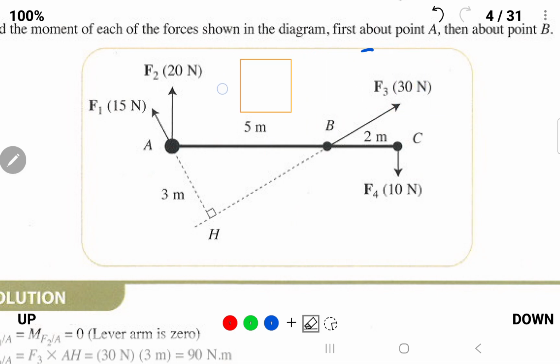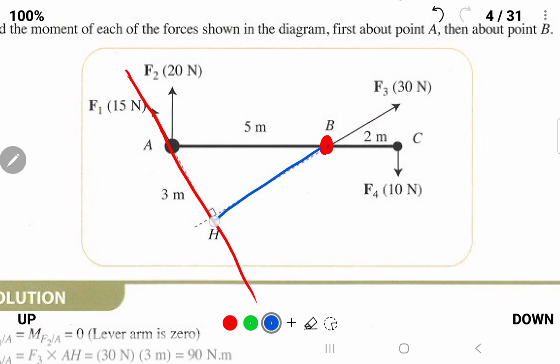Now let's see the moment of the 4 forces about B. First step, we make this as a dot, and this is F1. We make it as a line. The distance must be now here. According to Pythagoras, this distance we don't know. D squared plus 3 squared equal 5 squared. D equal 4. So this distance must be 4.